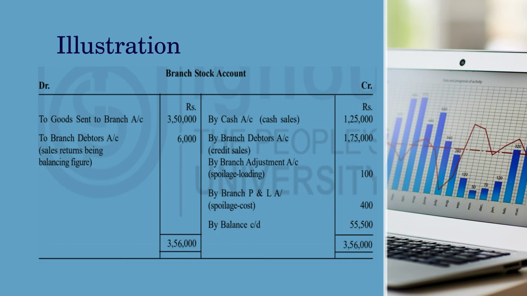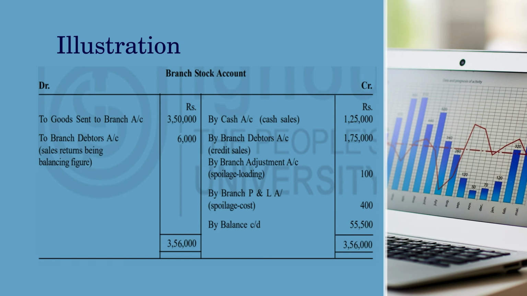So let's discuss these items. By cash sales 1,25,000 is given. Branch debtors 1,75,000 is given, branch debtors credit sales. Then by branch adjustment, spoilage loading amount is given, 100. So we can see here the spoilage amount. Yes, spoilage in bales 500.